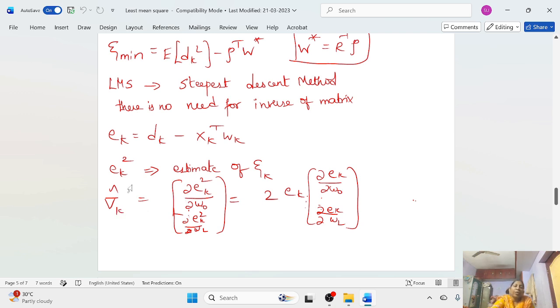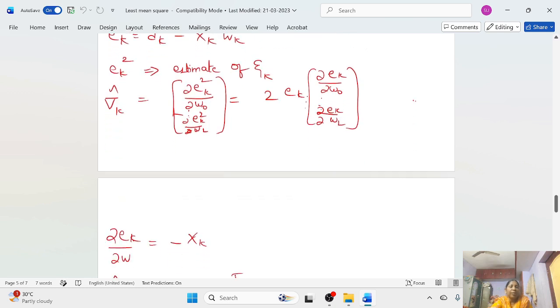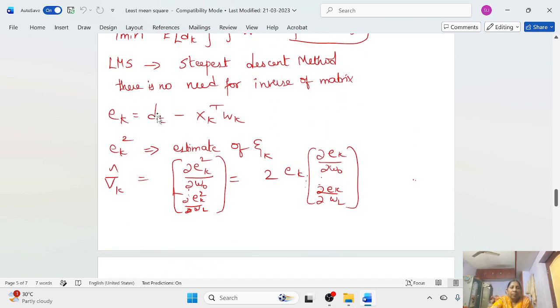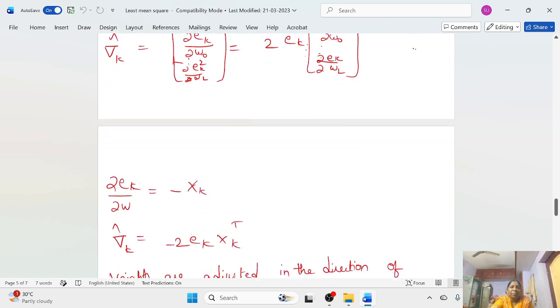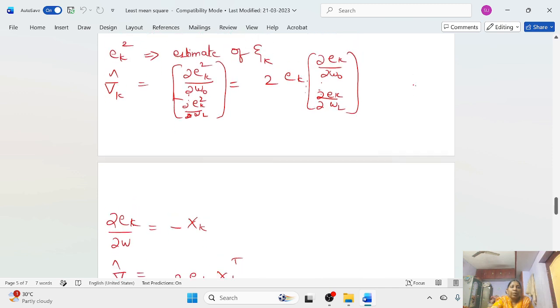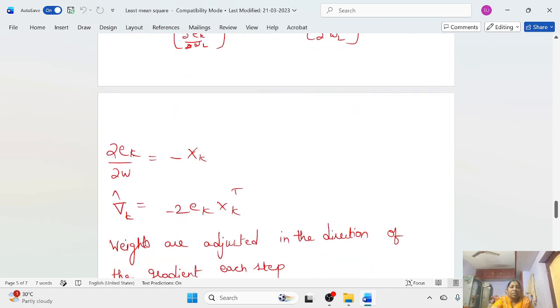Here we partially differentiate Ek squared with respect to the weights. This we can represent as 2 into Ek, dou Ek by dou W naught, up to dou Ek by dou WL. After differentiating, dou Ek by dou W naught with respect to the weights gives minus Xk. So the gradient, del K transpose, is minus 2 into Ek Xk transpose. This is what we get.